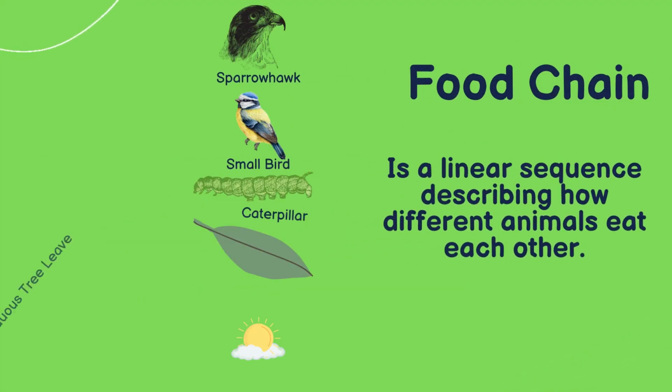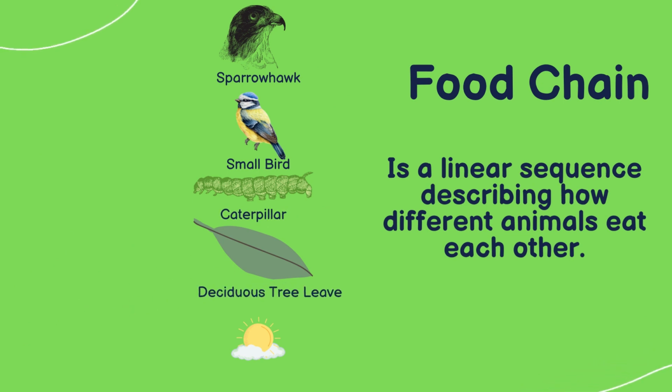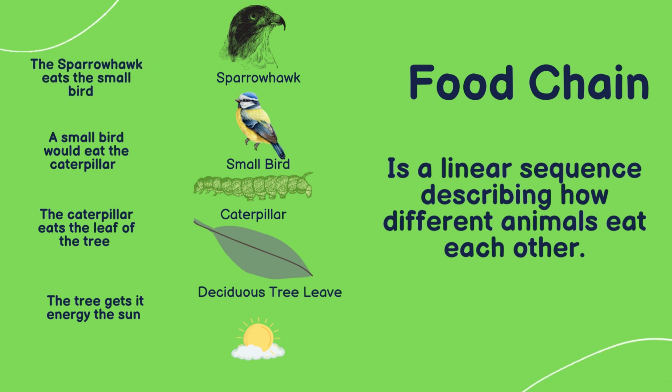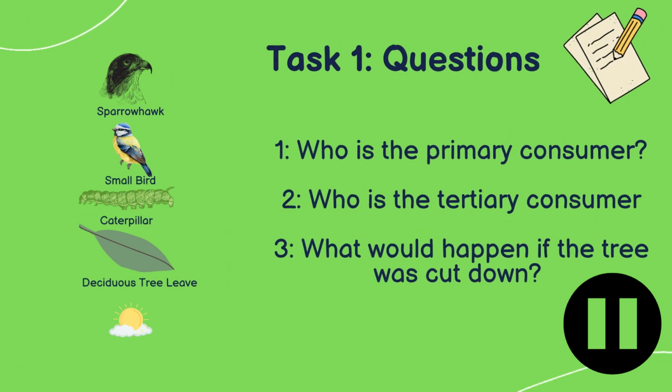If we take a look at an example from the Epping Forest woodland, we will see the deciduous tree would get its energy from the sun. A caterpillar would eat the leaf of that tree. A small bird would eat the caterpillar, which in turn would be eaten by the sparrowhawk. Now, before we move any further, let's take a look and have a few questions to answer.